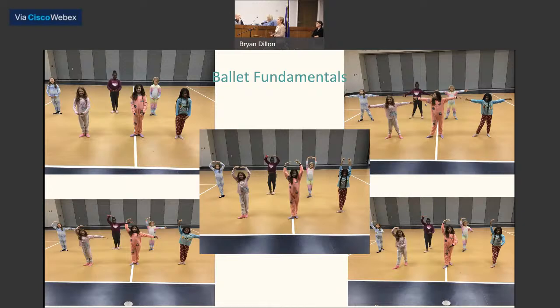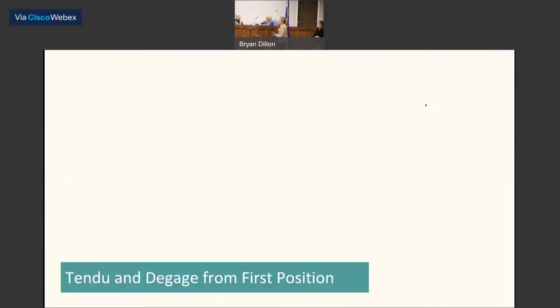So here I took a few pictures of them learning the ballet fundamentals. These are the first five positions in ballet. So in the top left, we have first, top right, second, bottom left third, bottom right fourth, and then fifth position.